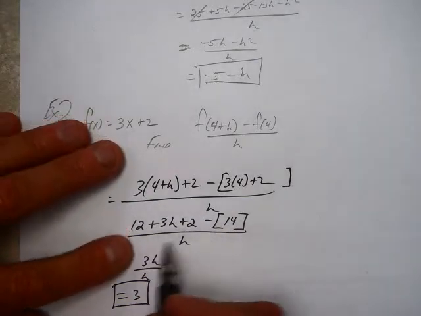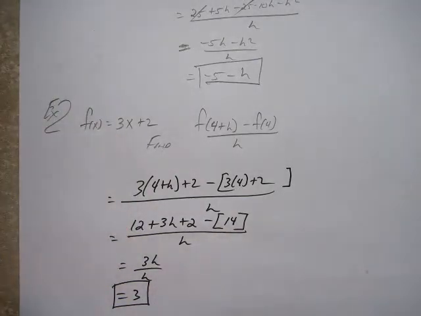So then I combine like terms, 3h over h gives me 3. Okay. Let's try another one.